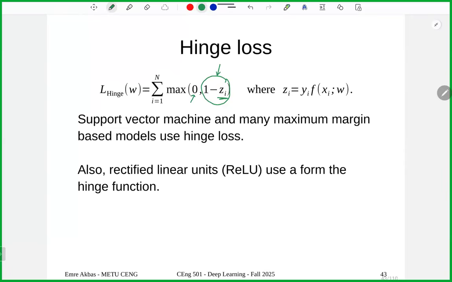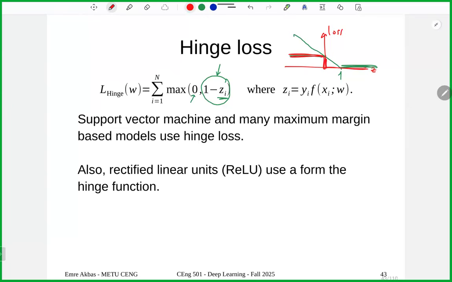Support vector machines use this, and if you plot it, it will be like this. This is 1. So if it's larger than 1, you have 0 loss, but if it's less than 1, you get this linear line. So as you go away from 1, you have larger loss. ReLU activation functions also use this hinge function, and this is a tight upper bound on the 0-1 loss.